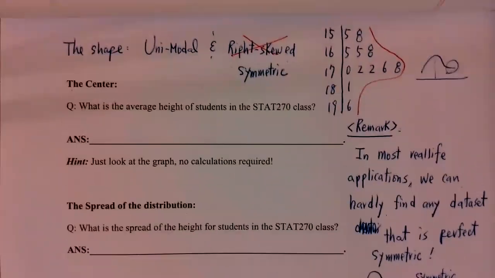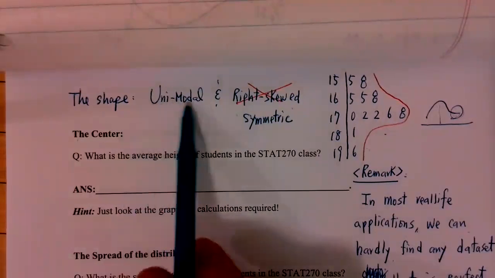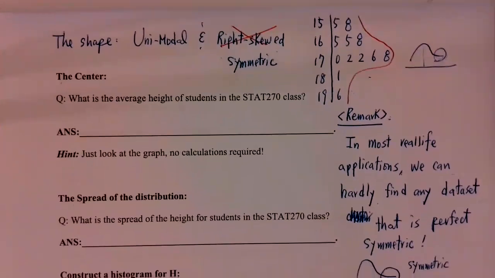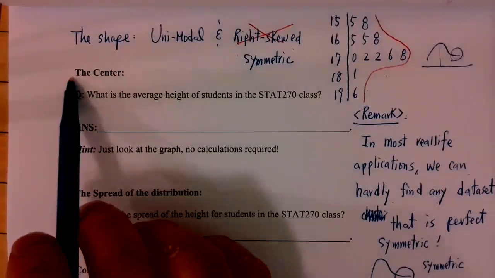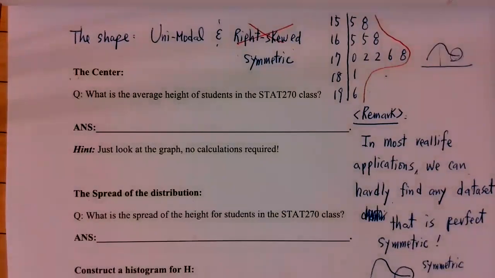So let's come back to here. This picture we call unimodal and symmetric. Okay, let's look at the next one. We talked about the shape. Next one, we look at the center.